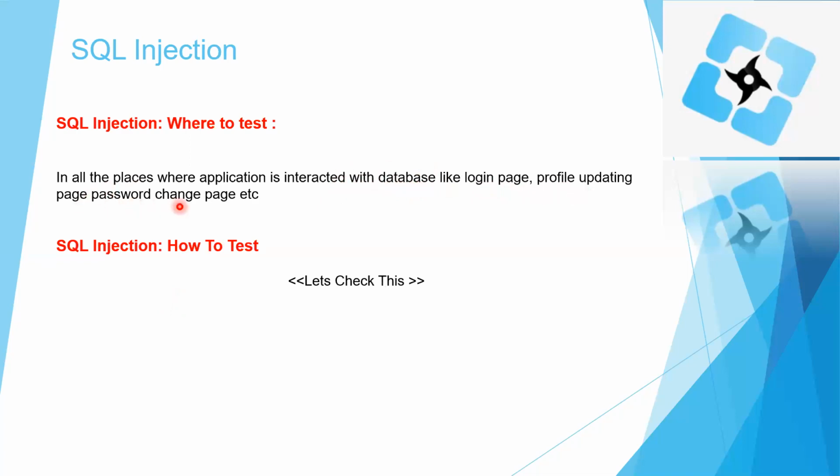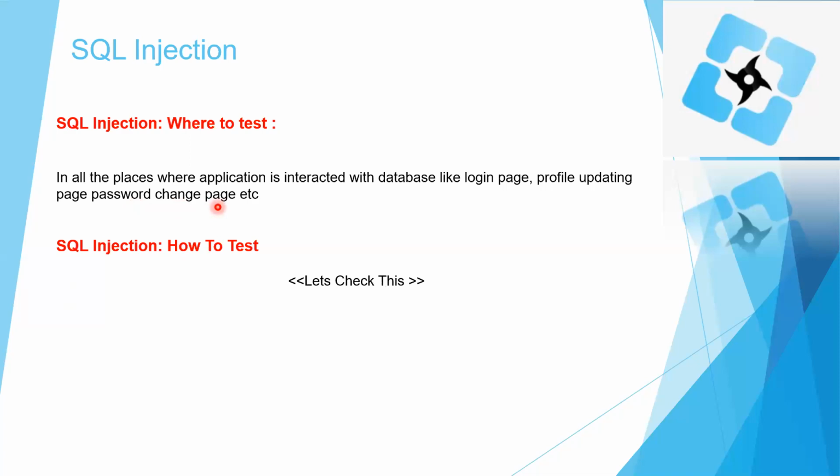Password page change, so the application will interact with the database. Any place where you see authentication, the profile update page, the password change page, whenever you are creating, deleting, editing, or updating something, in all these places the application will interact with the database. So those are the places we need to check for SQL injection vulnerability. First of all, we have to identify the places where the application is interacting with the database.